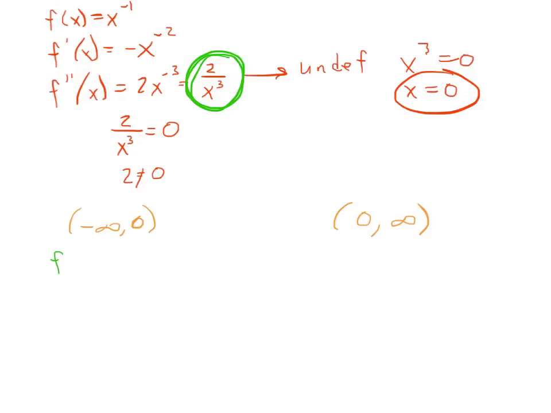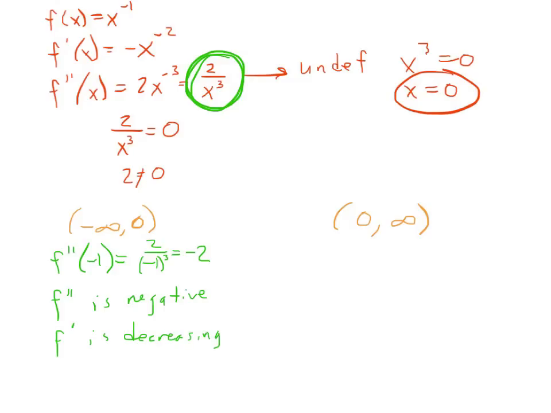So I'm going to choose negative 1 here. The second derivative at negative 1 is 2 over negative 1 cubed. That's negative 2. And so my statement here is that because the second derivative is negative, that means that my first derivative is decreasing, and that must mean that the original function is concave down.